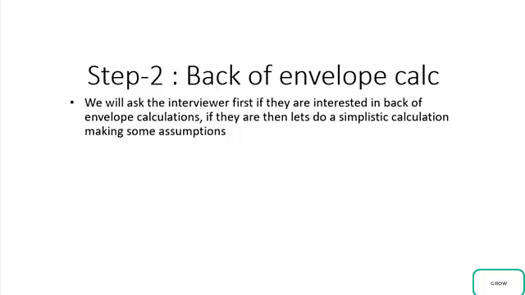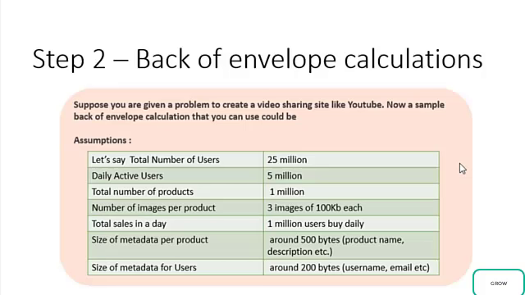Step 2, back of envelope calculations. Before we go into this, let's confirm from the interviewer first whether they need this or not. Usually this is expected in a system design interview. Once you have confirmed this, we can do some back of envelope calculations. First, we make some assumptions and we ask the interviewer whether our assumptions are correct or not.